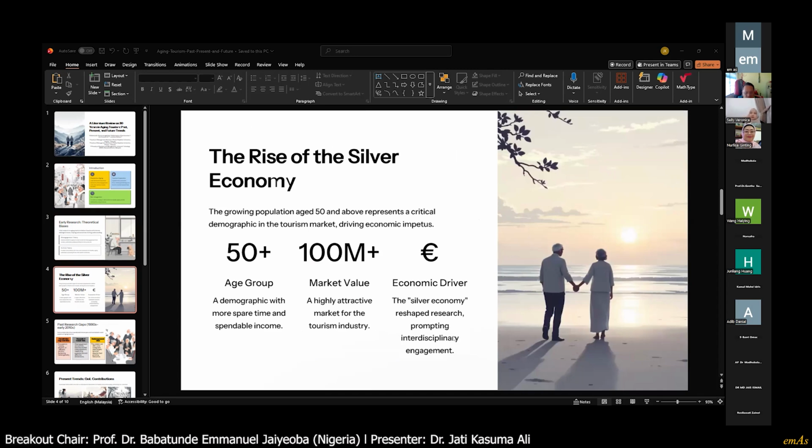Okay. The rise of the silver economy, the age group 50 plus, market value 100 millions. In the late 90s and early 2000s, the narrative shifted towards the silver economy. So we realized that the 50 plus demographic is a powerhouse, possessing more spare time and spendable income than younger cohorts. This economic impetus changed everything, moving research from simple market segmentation to a more sophisticated interdisciplinary engagement with the aging population.